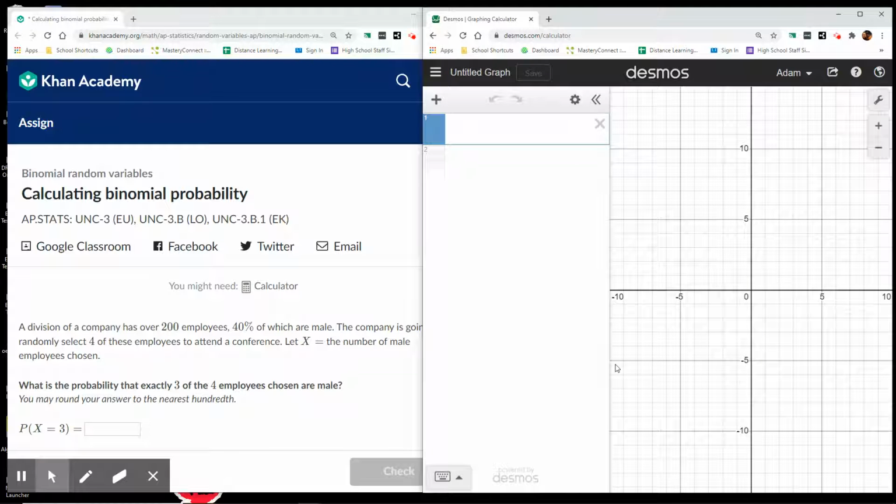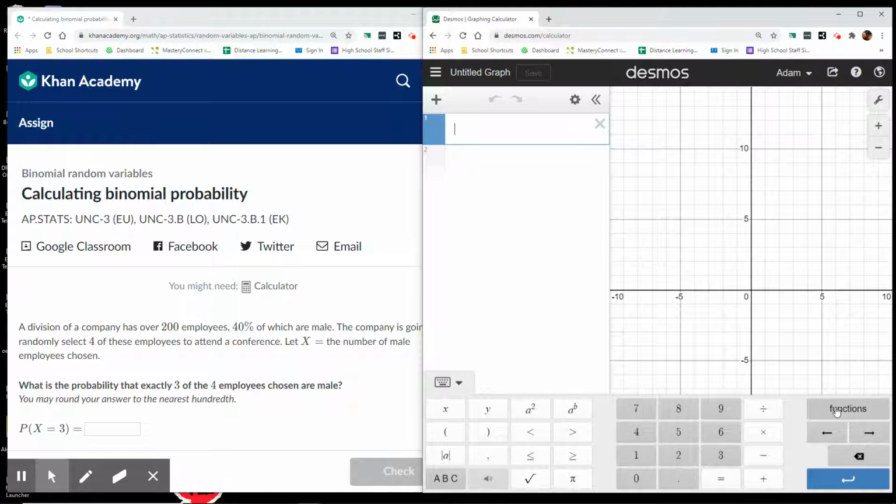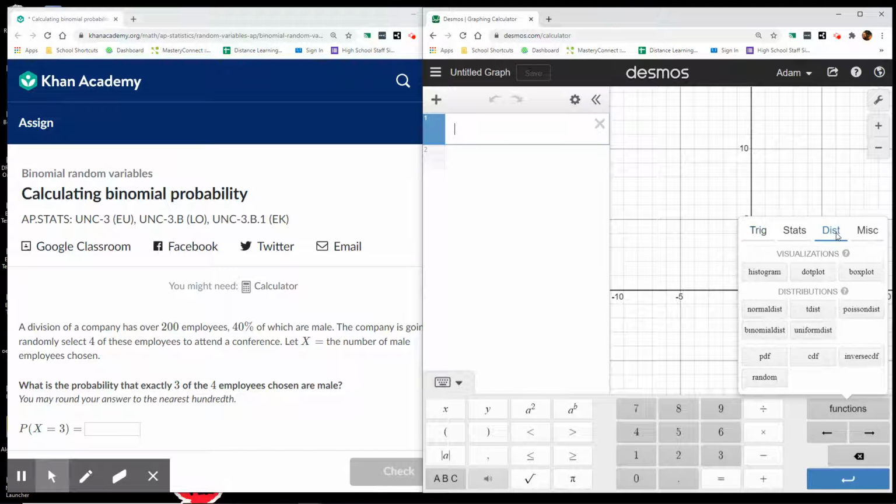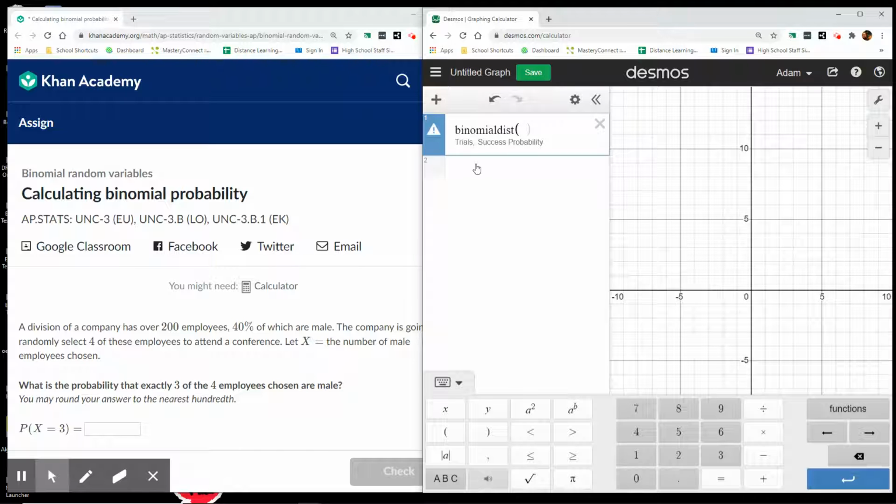So here I'm at Desmos. I'm going to pull up the keypad so that I can get to all of the fancy calculator part of it. Click this functions button. We are doing a binomial distribution. So we're going to look at this distribution tab, the DIST, and then we want the binomial distribution. Okay, so binomial dist. You can also just type that in if you didn't want to have to go to the button and figure it out, and it'll do the same thing.